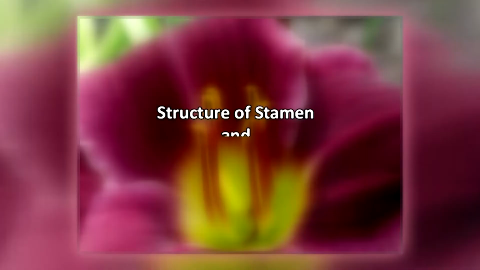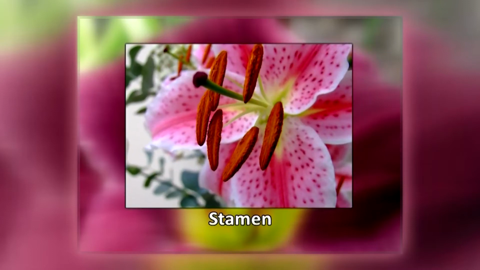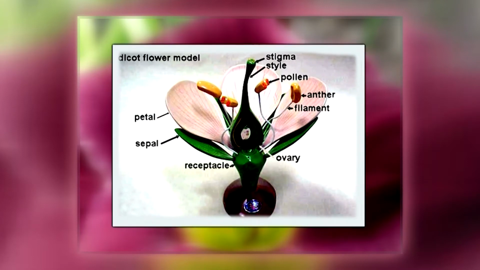Welcome students. Today we are going to throw light on the structure of stamen and male gametophyte. The stamen is the male reproductive or pollen producing organ of the flower. A typical stamen consists of a lower sterile part called the filament and an upper fertile part, the anther.